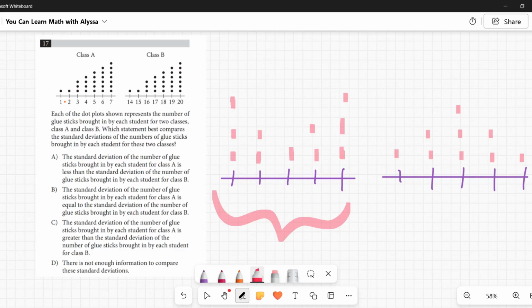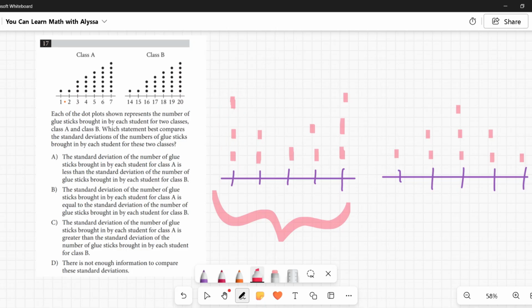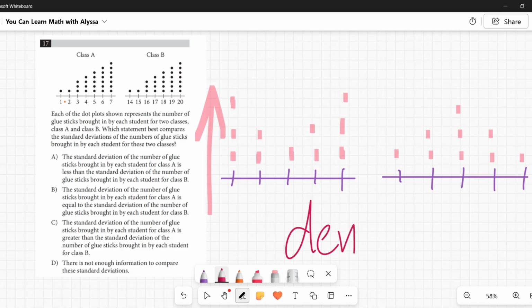So here's what standard deviation is. On the left, there are more points that are further away from the middle. On this one, on the right, more are in the middle, and there are fewer points that are far away from the middle. So which one is higher, which one is lower? On the left, this has a higher standard deviation. They are deviating more.